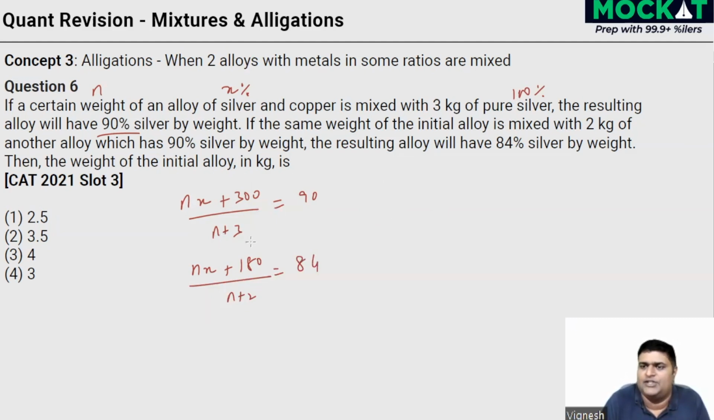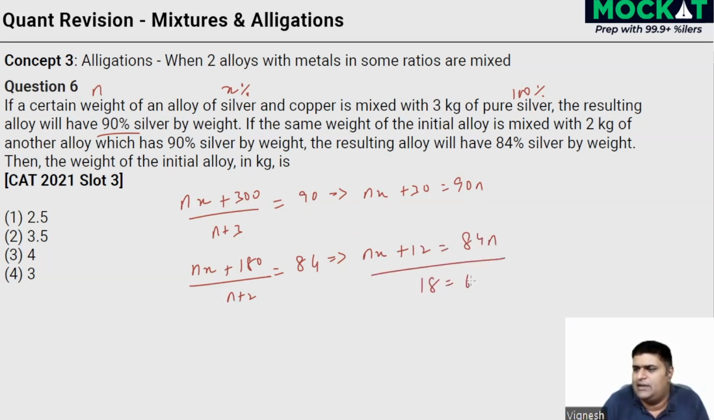So 84. These two are different, so therefore I'm just going to cross multiply and write down nx plus 300, you get 270 and bring it here, it's plus 30 equals 90n, and here I'm going to get an nx. 2 into 84 is 168, bring it here, and we're going to get plus 12, and you get 84n. Top minus bottom, that's going to be 18 equals 6n, n equals 3 over here, and that's what we have to find. So option 4 becomes the answer for this question.